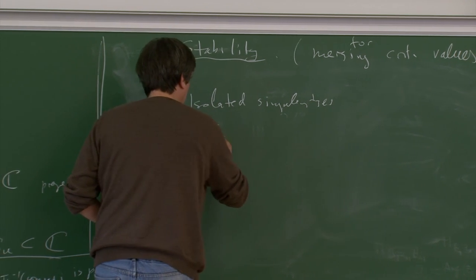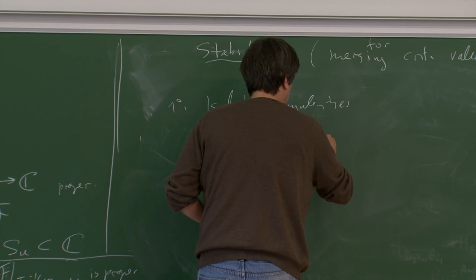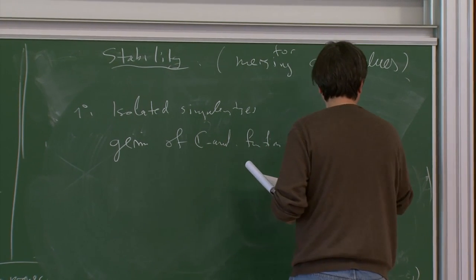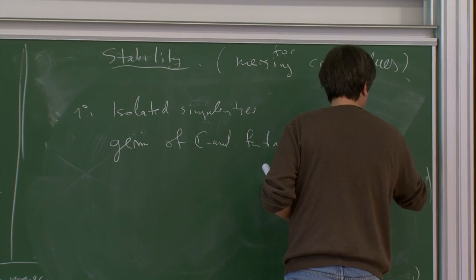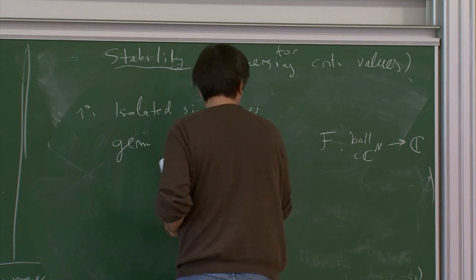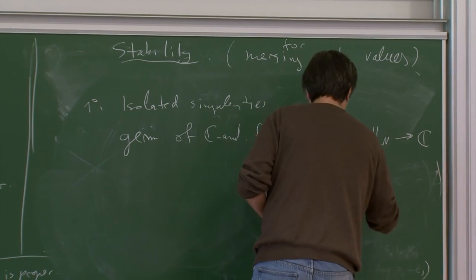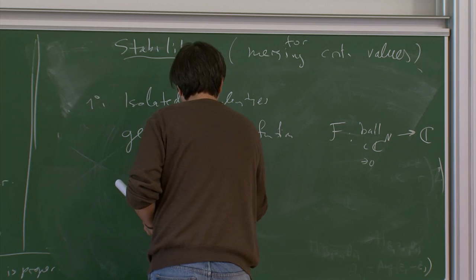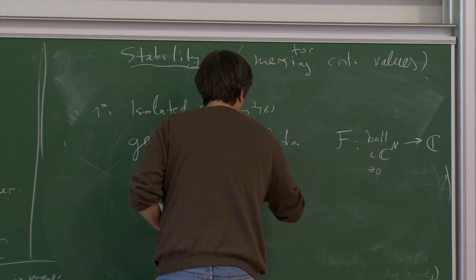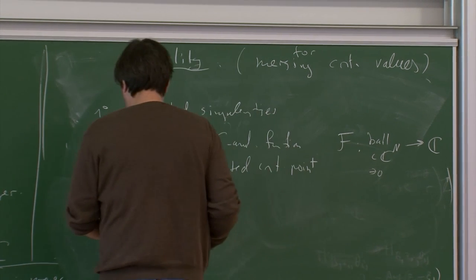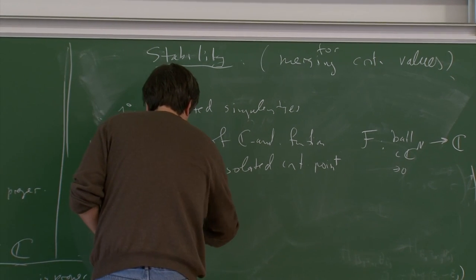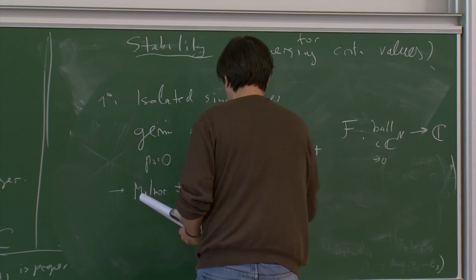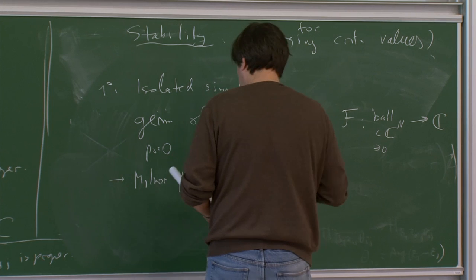Suppose we have a germ of an analytic function. Again, this is my function f from a ball in Cn to C, a germ at zero, so the restriction of a function from a ball containing zero, and with an isolated critical point. Then for such a thing, you have a Milnor number, some invariant Milnor number, mu, of the function and maybe the point p0, just called mu.